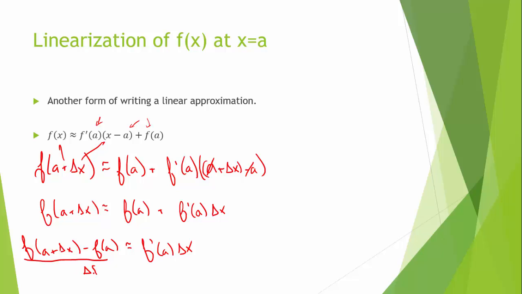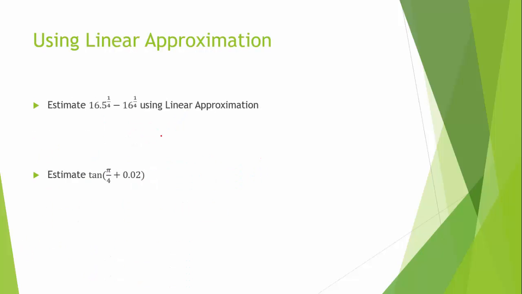Well, it's just simply delta f. Remind you of anything? It's the same formula we've been working with. But sometimes you might be asked to use this linearization to do an approximation. I am going to do an example of that. All right, so estimate 16.5 to the 1/4 minus 16 to the 1/4 using linear approximation.